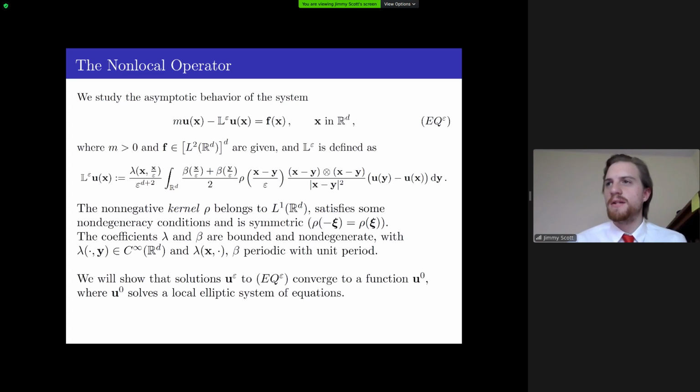And so what we'll be able to show is that the solutions u epsilon converge to a function u, where u solves a local elliptic system of equations that closely resembles the Lamé-Navier equation.